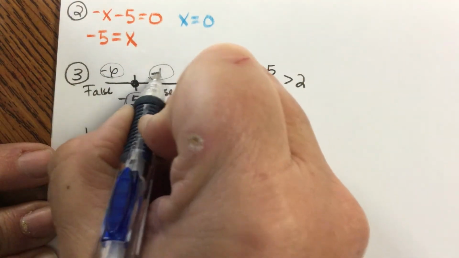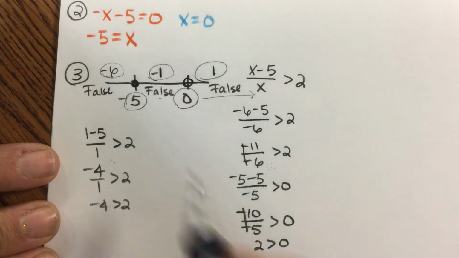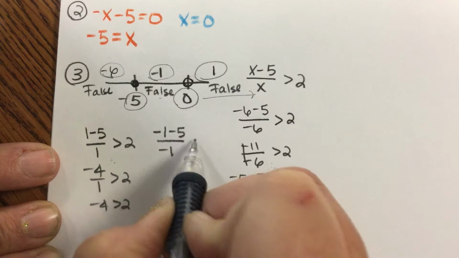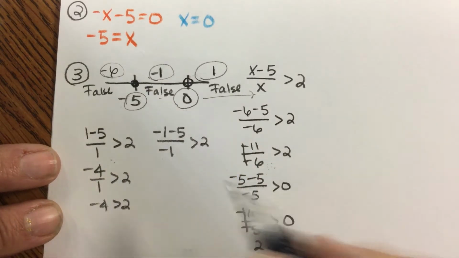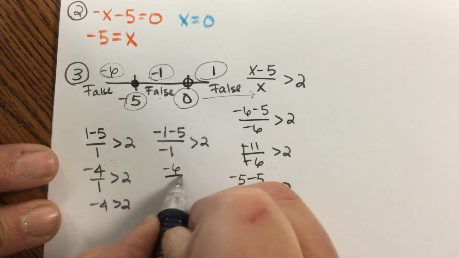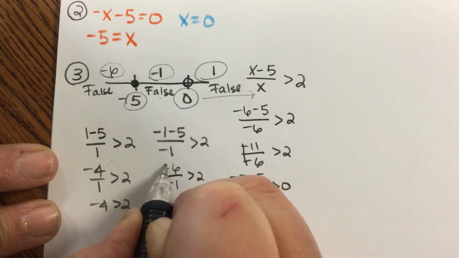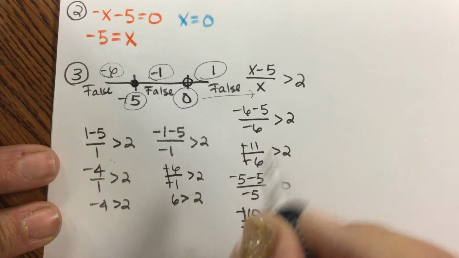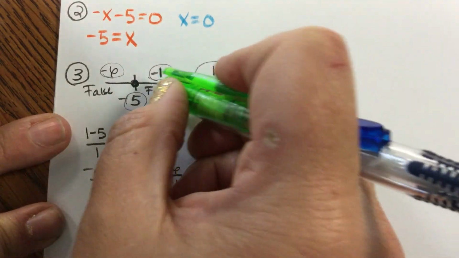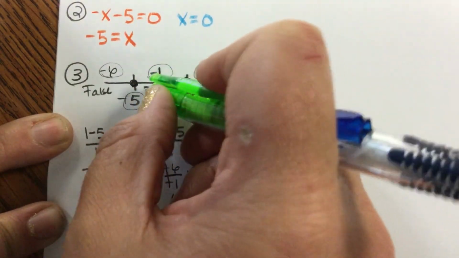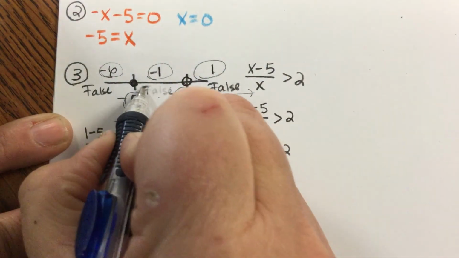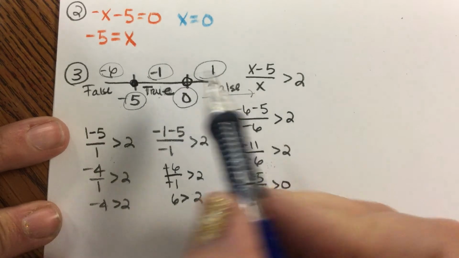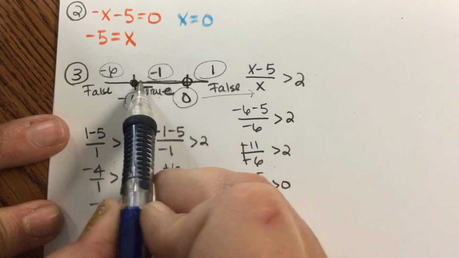So let's pick negative 1. Okay, and let's plug it in. So negative 1 minus 5 all over negative 1 needs to be greater than 2. Okay, so negative 6 over negative 1 greater than 2. A negative over a negative makes a positive. 6 is in fact greater than 2. So originally we thought this was false because I used the wrong number. It is now true. Okay, so we could fill in our graph right here.